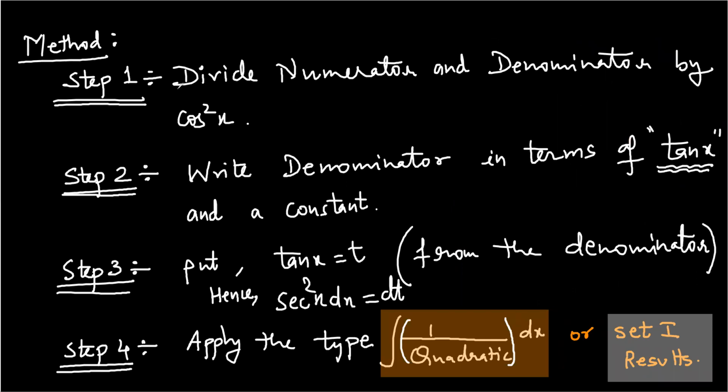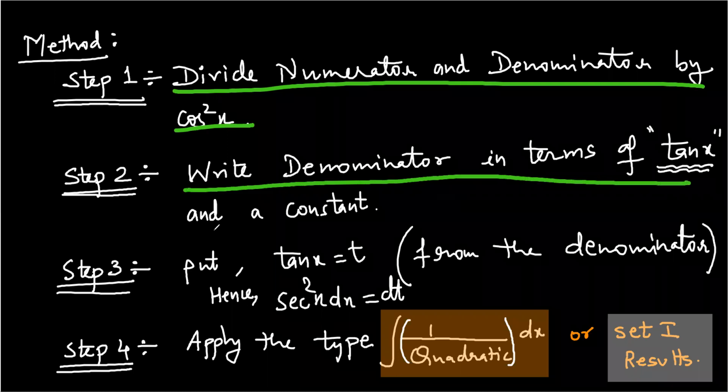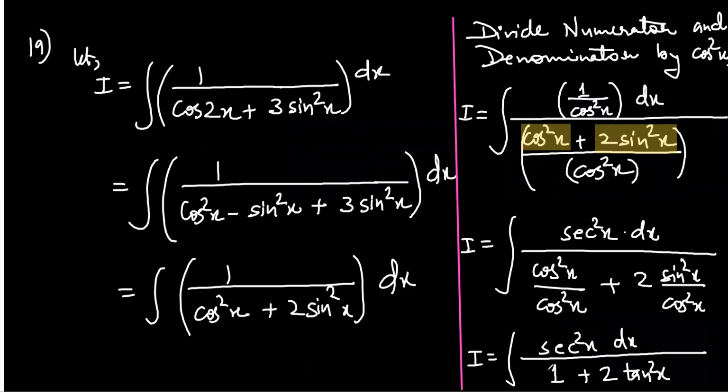Which we did, divided the numerator and denominator by cos square x. Step 2 is to write the denominator in terms of tan x and a constant. That is also being done. You can check. Write the denominator.